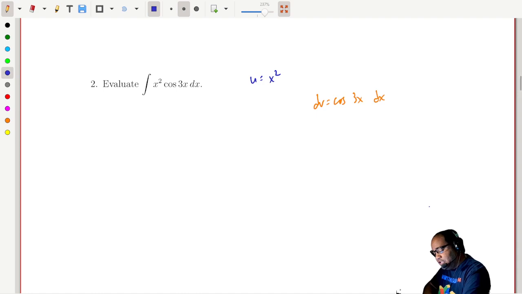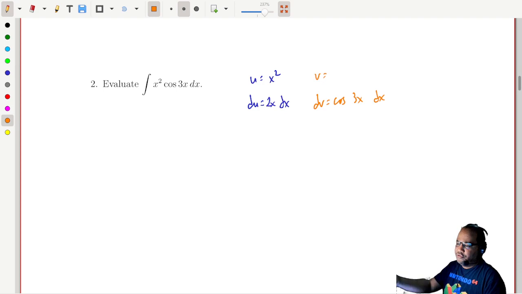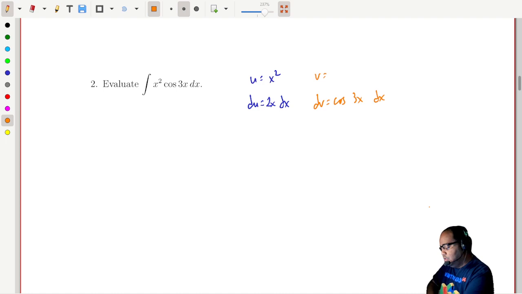Okay, we fill in the rest of our table. So du, we take a derivative. du is 2x dx. And then v, we integrate, okay? The antiderivative of cosine is sine. And then think about the u substitution here. When you have a linear function composed inside, you're just dividing by the slope. You need to compensate by dividing by a 3. So v is 1/3 sine 3x.